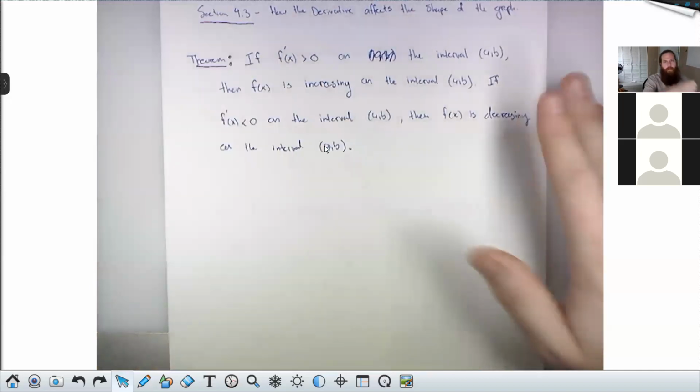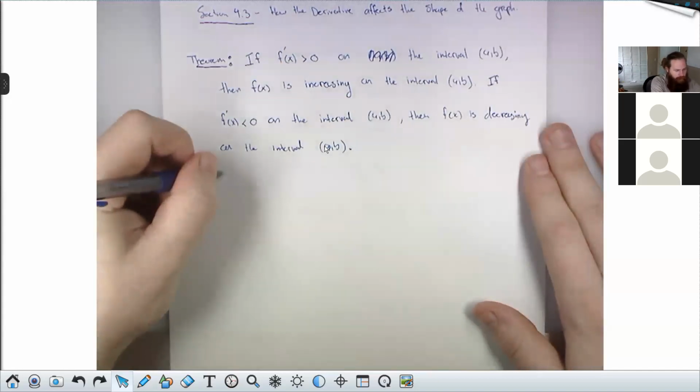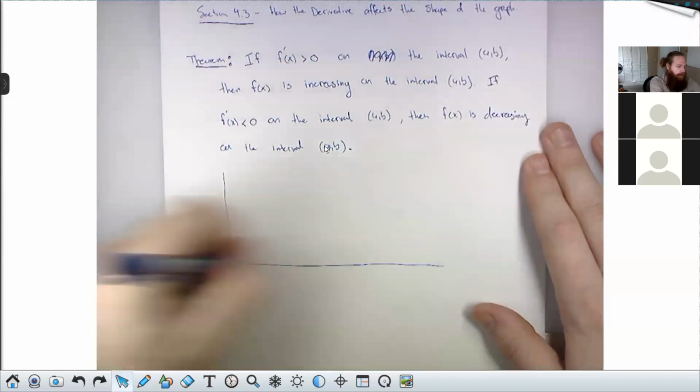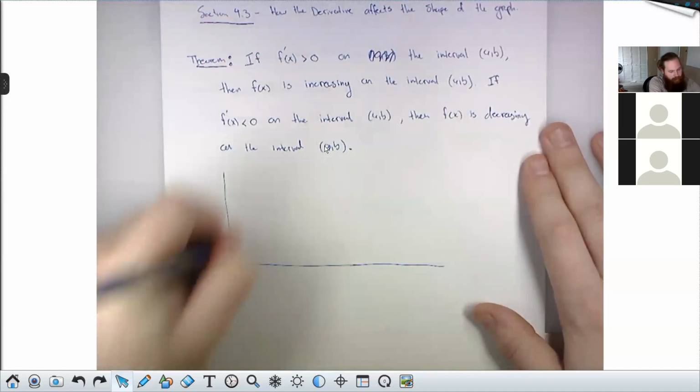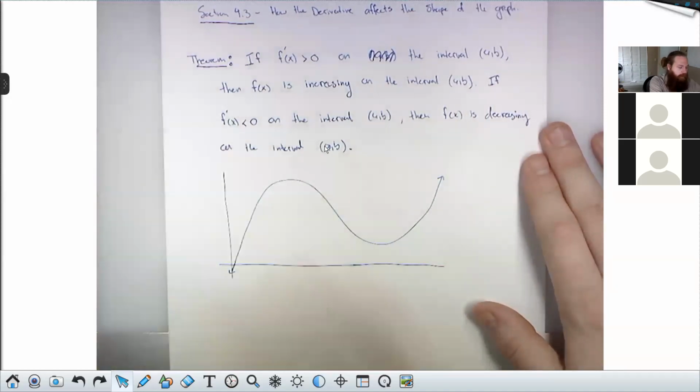This is something we've talked about, but we've never said formally, so here it is. If you have a differentiable function and its derivative is positive, then the function is increasing. If the derivative is negative, then the function is decreasing. The picture that goes with this is fairly straightforward. A positive sloped tangent line means you have to be increasing, and a negative sloped tangent line means you have to be decreasing.